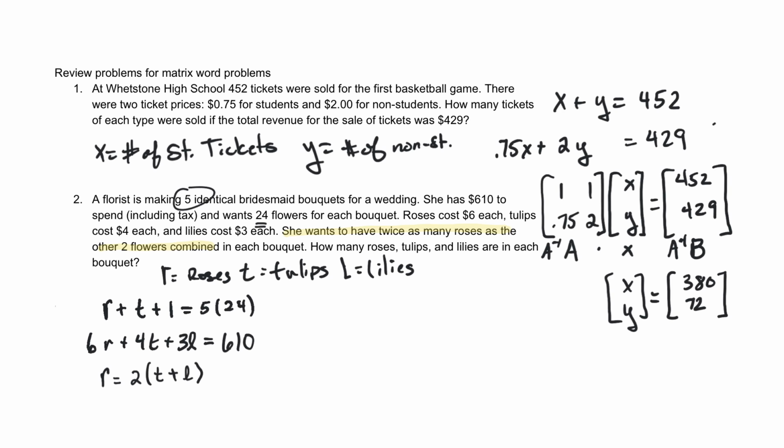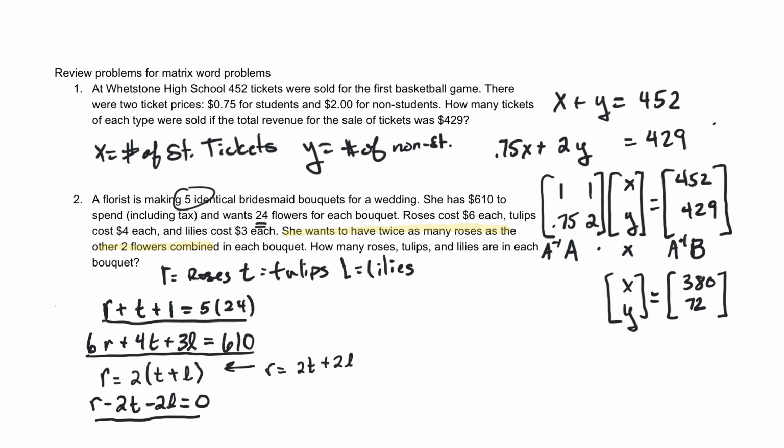So I need to rewrite this equation. We're going to go ahead and distribute and rearrange it. So R equals 2T plus 2L. I'm going to rearrange this so that I have every letter on one side. So we're going to basically have R minus 2T. Let me write this over here. It'll be R minus 2T minus 2L equals 0. Right, so we have 1, 2, 3 equations that we can use to work this out.